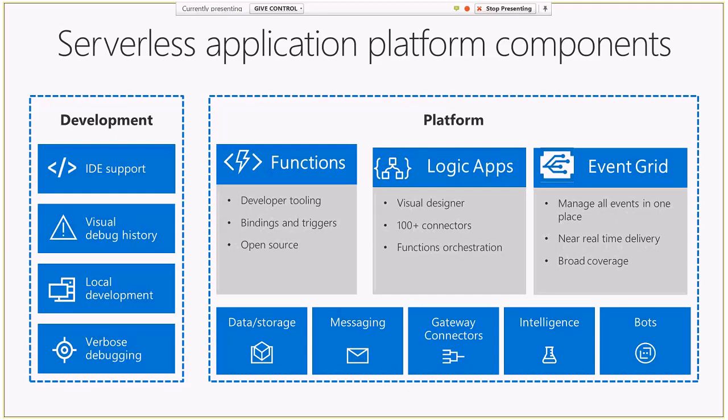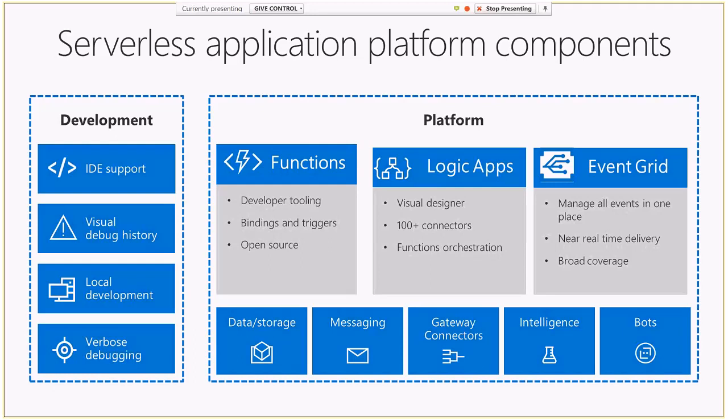So these three components will also use some other components in order to complete your solution. Maybe your Functions, Logic Apps or Event Grid can go ahead and use data or storage for storing your messages, maybe in blobs or tables. They can also integrate and use messaging. They can pull data from messaging, or retrieve data from your data storage. They can also work with data gateway connectors in the Logic Apps case. They can also work with intelligence and bots. So they can integrate with all these components in your serverless architecture.